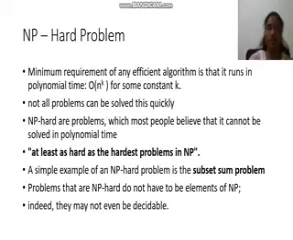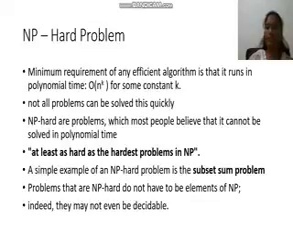Now coming to NP hard problems. As we have discussed, for any efficient algorithm, the minimum requirement is that it should run in polynomial time, that is, big O of n^k. And not all problems can be solved this quickly. So NP hard problems are at least as hard as the hardest problems in NP.